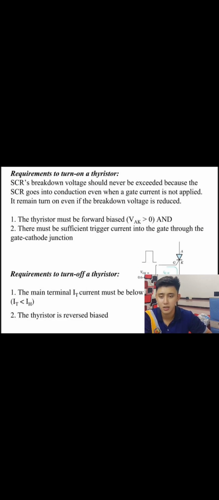Next slide. Requirements to turn on a thyristor. SCR's breakdown voltage should never be exceeded because the SCR goes into conduction even when a gate current is not applied. It remains turned on even if the breakdown voltage is reduced. First, the thyristor must be forward biased. There must be sufficient trigger current into the gate through the gate-cathode junction.